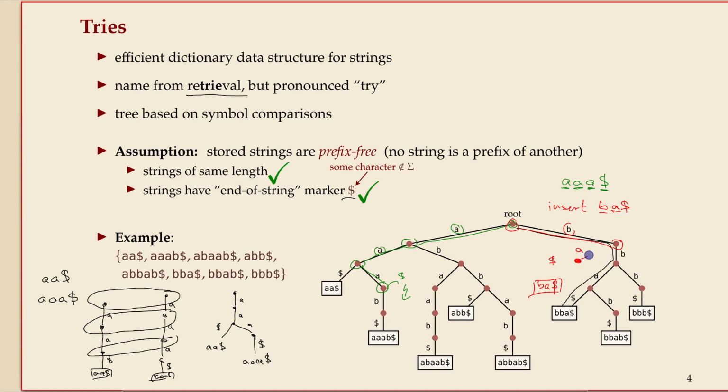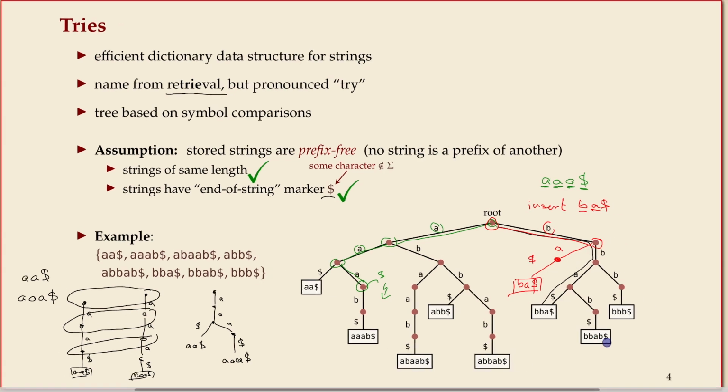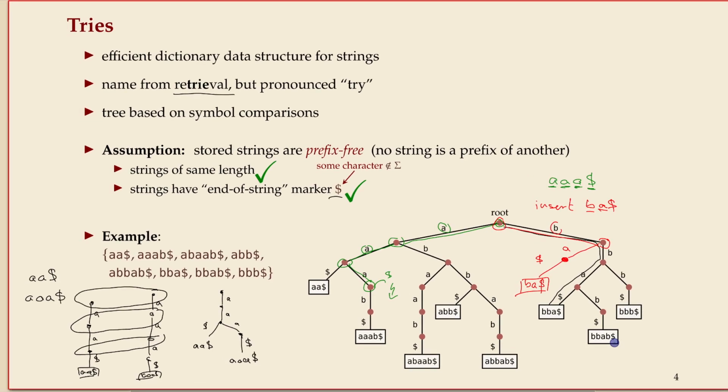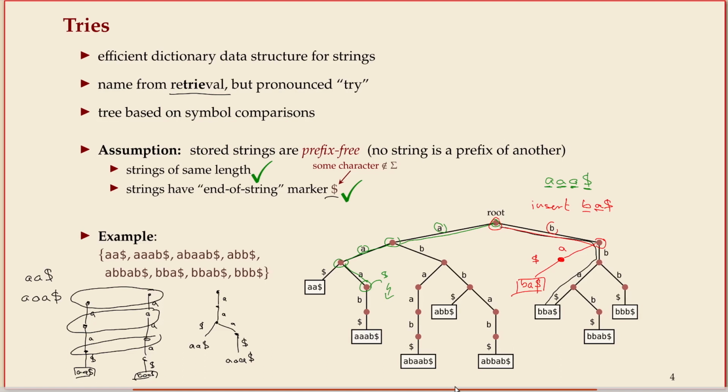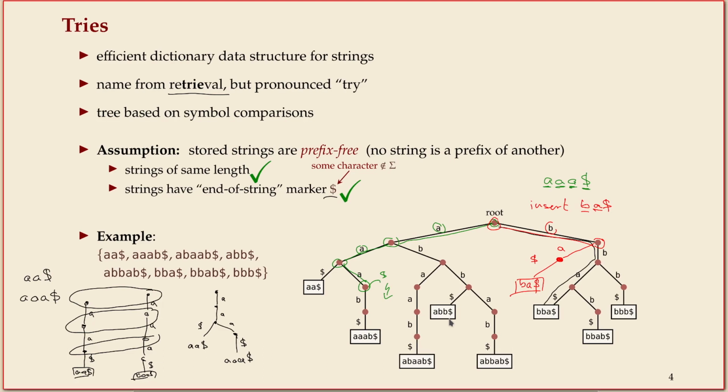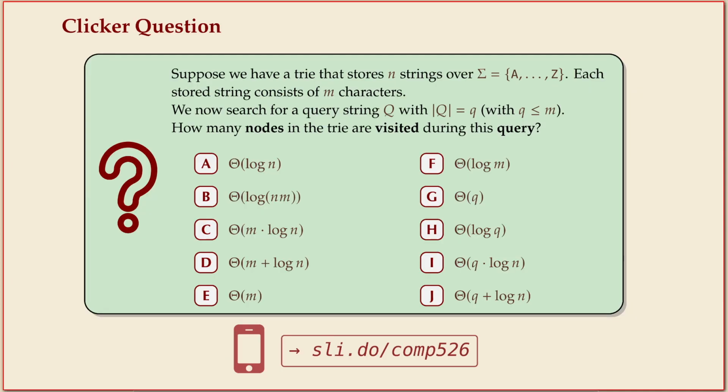Let me draw these a bit straighter. Okay. That's how you insert things. And you should think of course, all those lines are represented as pointers in some object. And so adding a new line is essentially setting a pointer to a new object that you allocate. Let's see if that has sunk in a bit.